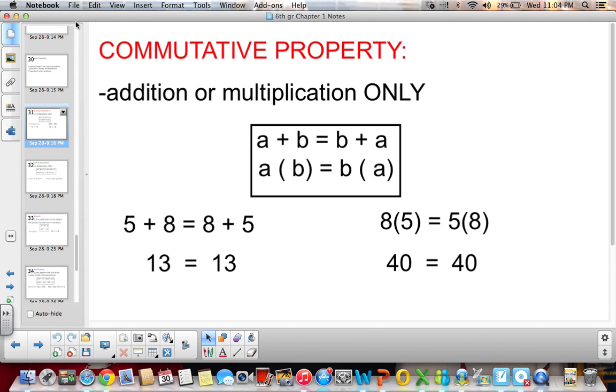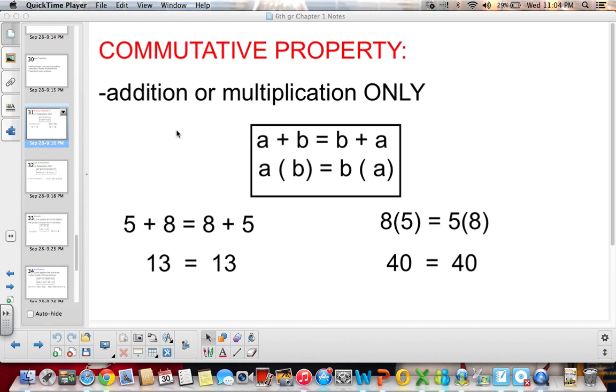So commutative property only works for addition or multiplication, and I know that you've heard about commutative before, but basically it says that for any numbers A and B, A plus B equals B plus A, and A times B equals B times A. So you can see 5 plus 8 is the same as 8 plus 5, because 5 plus 8 is 13, 8 plus 5 is 13. Same with 8 times 5 is 40, and 5 times 8 is also 40.